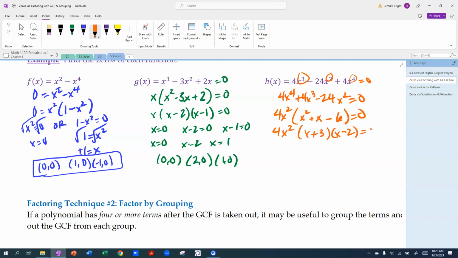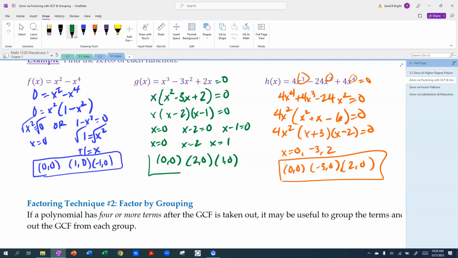You can double check my work. Okay, distribute it out or do your other factor strategies. And then solving this, I get x is equal to 0, negative 3, and 2. Okay, so then I get the zeros as (0, 0), (negative 3, 0), and (2, 0). Okay, so I have these zeros found.